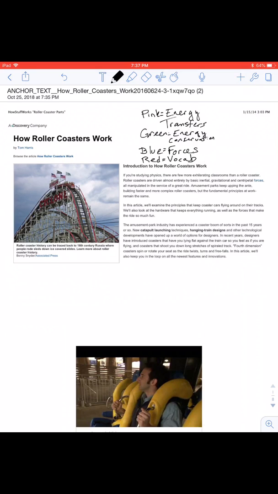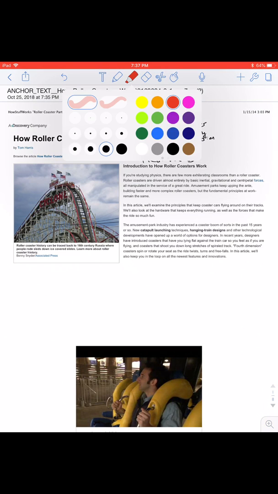So, how roller coasters work. Introduction to how roller coasters work. If you're studying physics, there are few more exhilarating classrooms than a roller coaster. Roller coasters are driven almost entirely by basic inertial, gravitational, and centripetal forces, all manipulated in the service of a great ride. Amusement parks keep upping the ante, building faster and more complex roller coasters, but the fundamental principles at work remain the same. Well, right there in that paragraph, it looks like we need to highlight some forces.